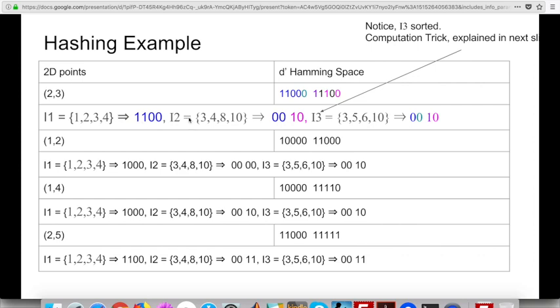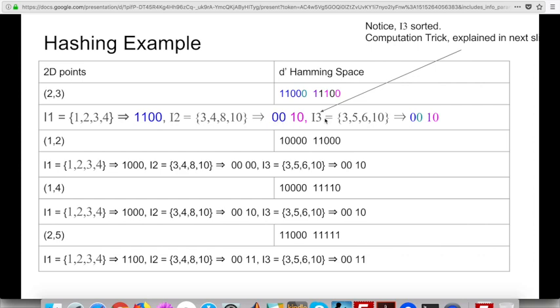And then we go to the second hashing function, which is 3, 4, 8, 10. So we pick the bits at these locations. The third bit is 0, the fourth bit is 0, the 8th bit is 1, and the 10th bit is 0. So 0, 0, 1, 0. This indicates that this point will be inserted in the second hash table at index 2, and so on for the third hashing function.